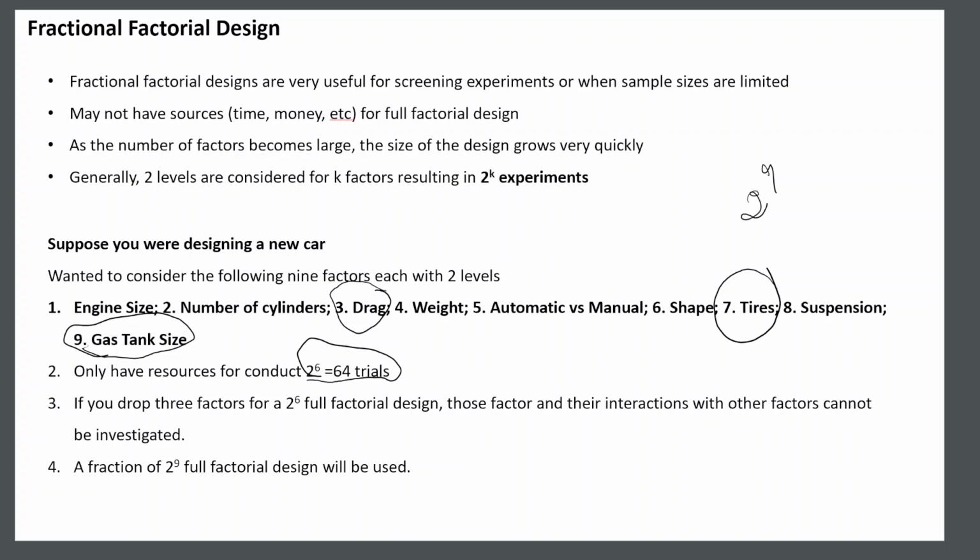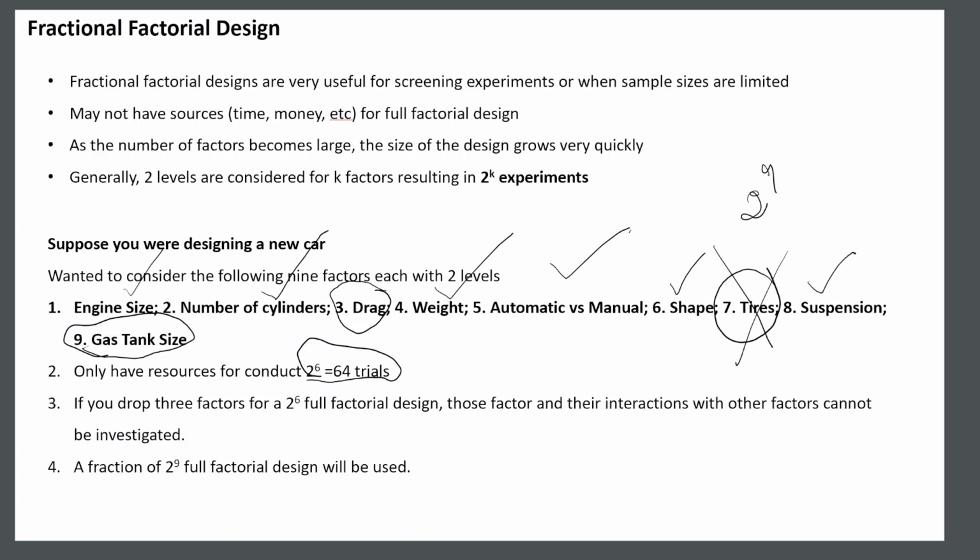So apart from that, aesthetically the shape is very important. Suspension is important for bumpy roads, because especially city roads are bumpy. Then whether it is automatic or manual is very important. Weight affects the mileage, so weight is also an impacting factor. The number of cylinders affects the power, and engine size also affects the power.